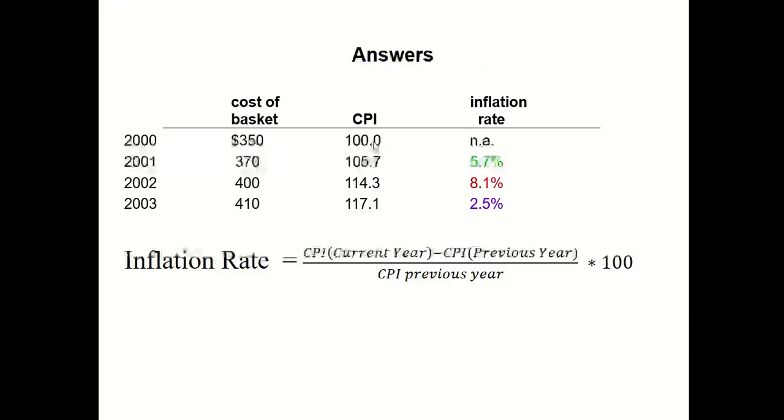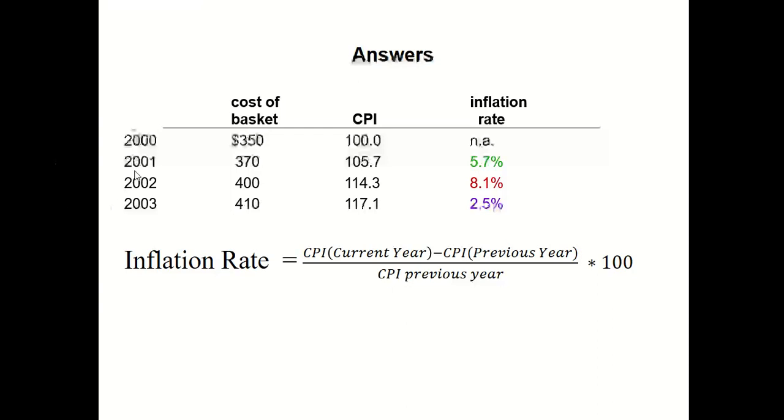In order to calculate CPI, the formula is cost of basket in that month or the current period divided by cost of basket in base period multiplied by 100. So here, cost of basket in the current period, that is year 2000, is 350, and the base period is again the same, that is 2000. So 350 divided by 350 multiplied by 100, we get 100. So CPI for base year is 100.